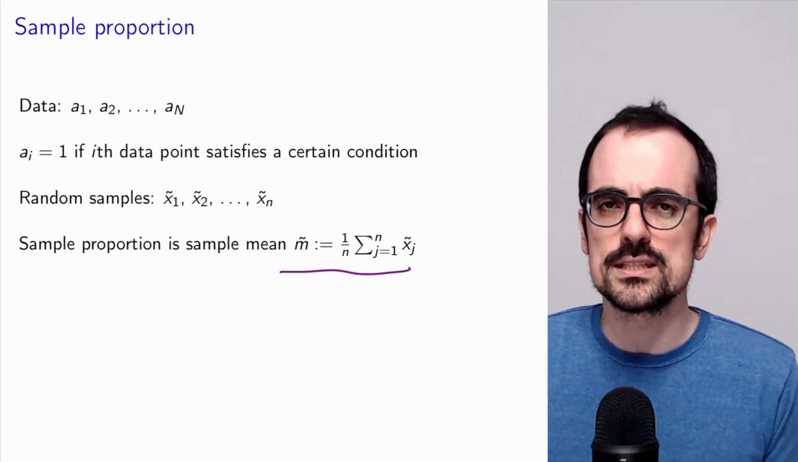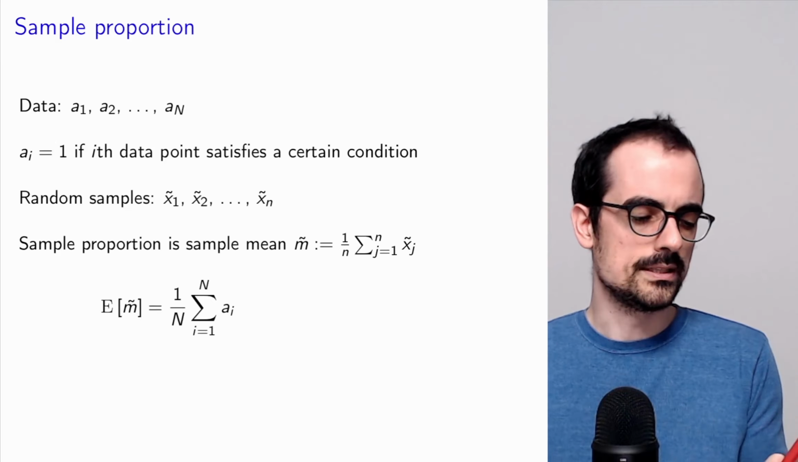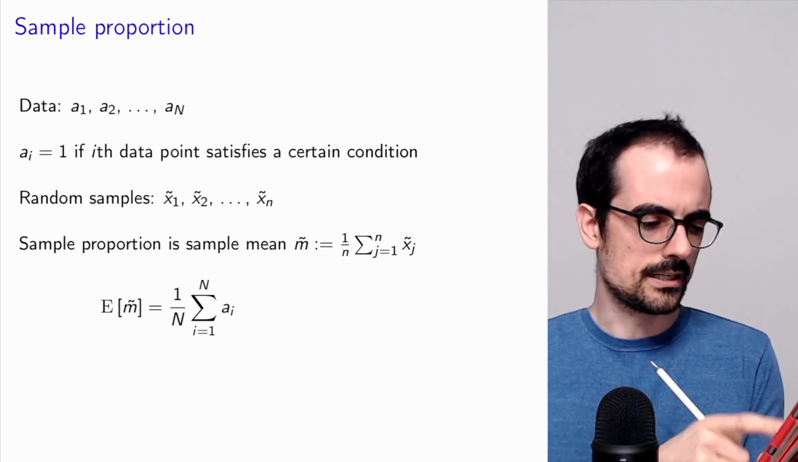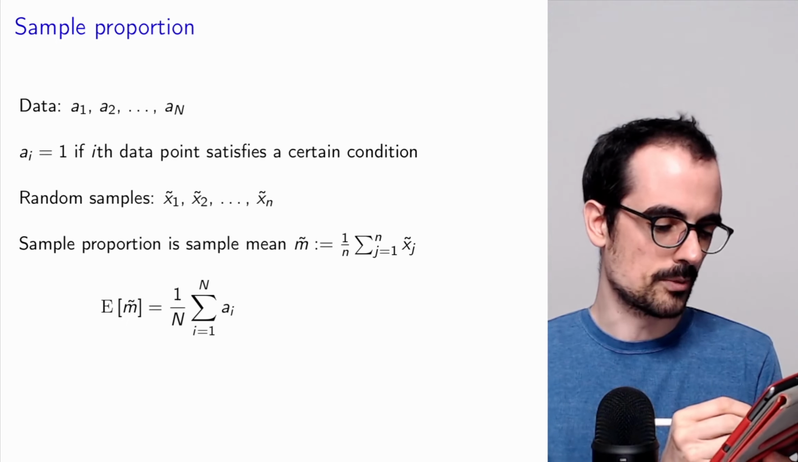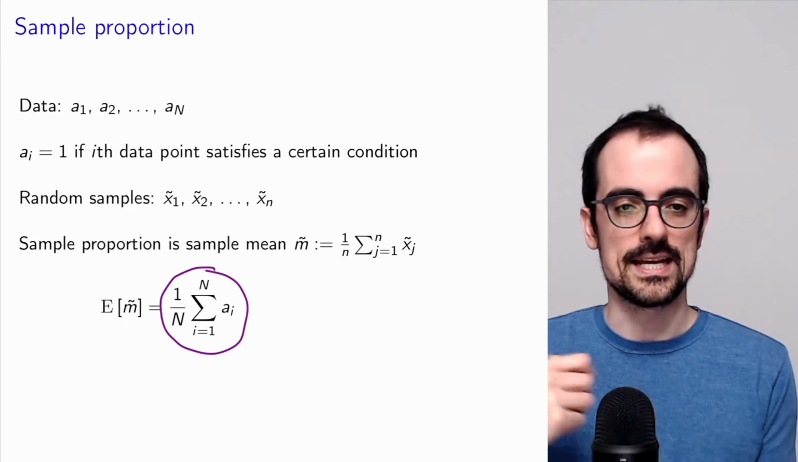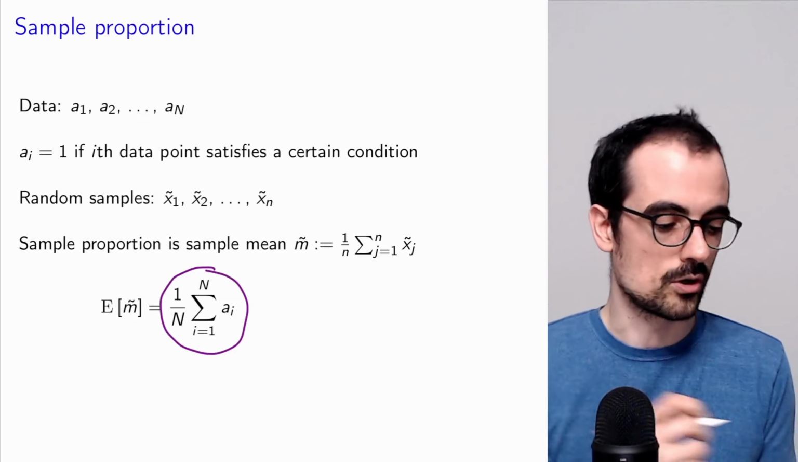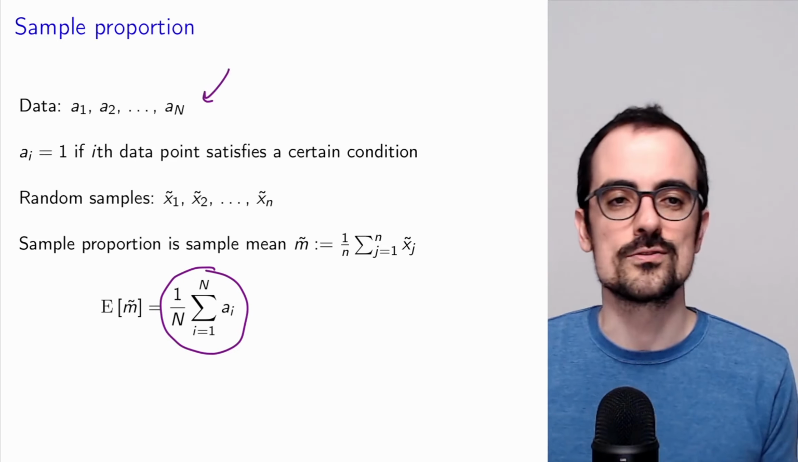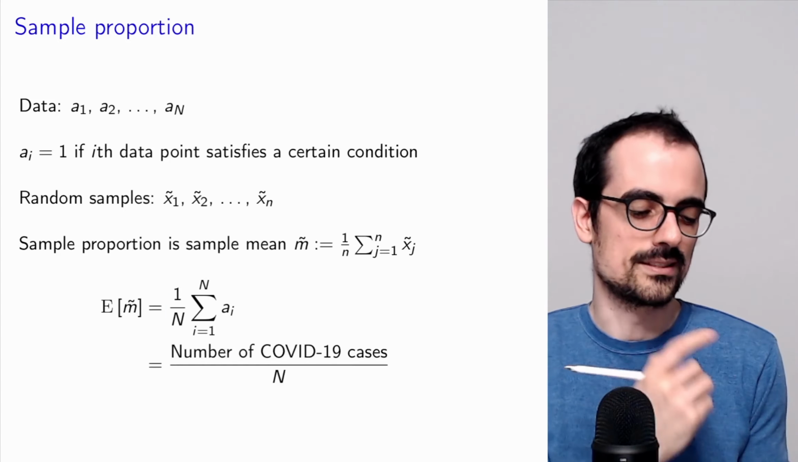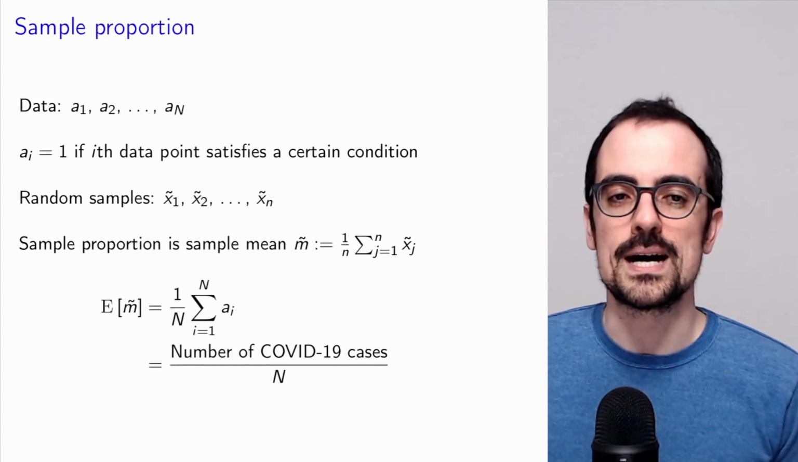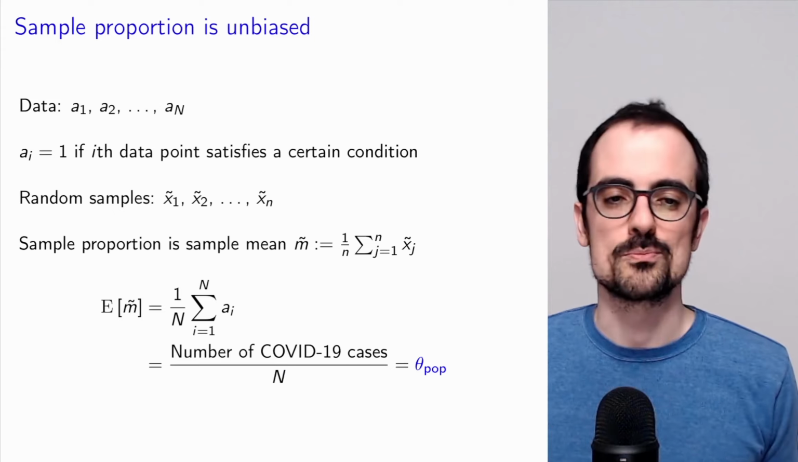In this case, what is the population mean? This is the population mean, 1 over n times the sum of all of these values. But when we sum all of those, what are we going to get? The number of people that have COVID-19, right? So it's the number of COVID-19 cases divided by n. This is the population proportion.